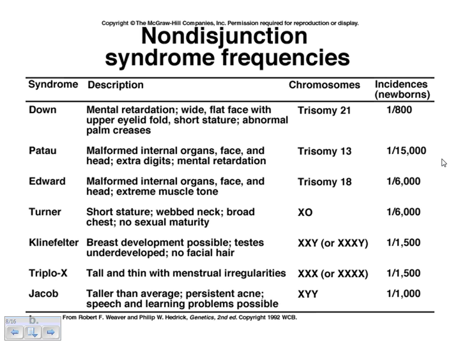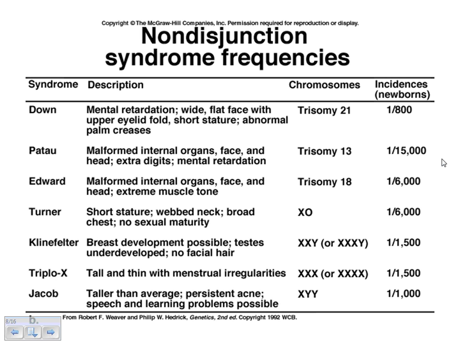Turner syndrome, we already talked about, that's just an X chromosome, X0. They're very short. They've got the webbed neck. They usually have a broad chest, kind of built like a man, kind of wide across the chest. No real breast development, no sexual maturity. They're just going to be sterile.